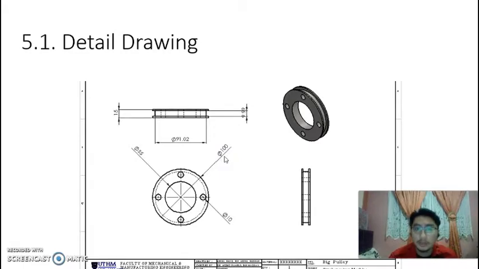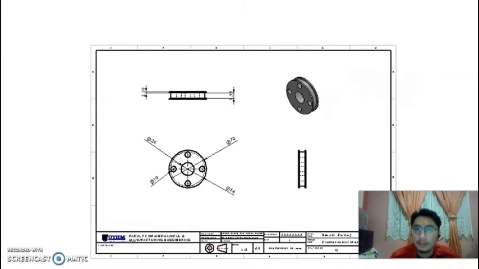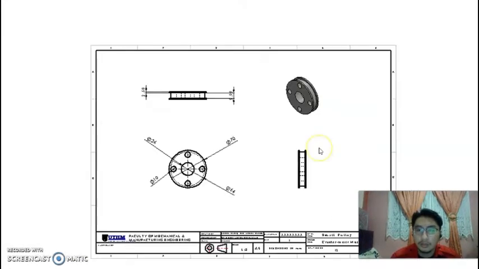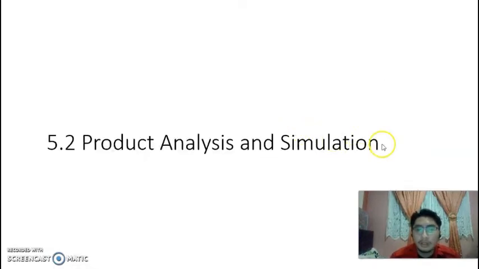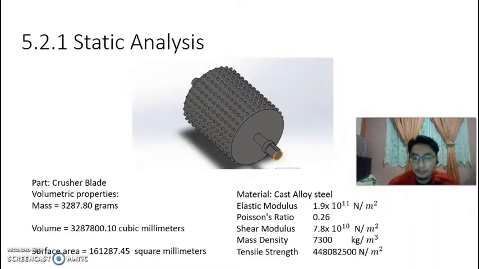So these are the detailed drawings of the parts. There are 16 altogether. This one is the assembly of the parts. This right here is the crusher, and this right here is the mixer part. This is the motor. We move on to product analysis and simulation. This one is the crusher blade. The material used is cast alloy steel.